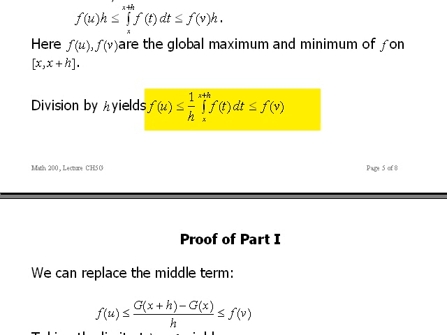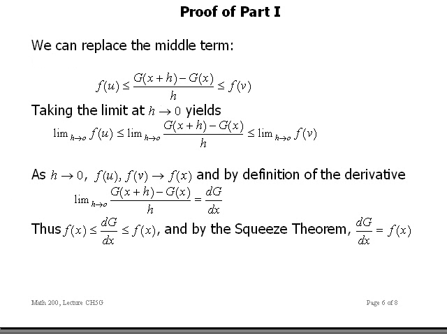F at u, which was its minimum value, is less than or equal to 1 over h times this integral, which is less than or equal to f at v, which is its maximum value. I replace the middle part here with that difference quotient on G. Okay. Now the next obvious thing to do is let h go to 0.